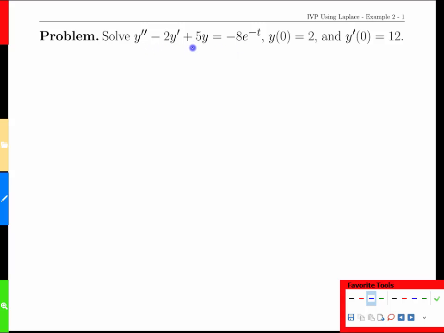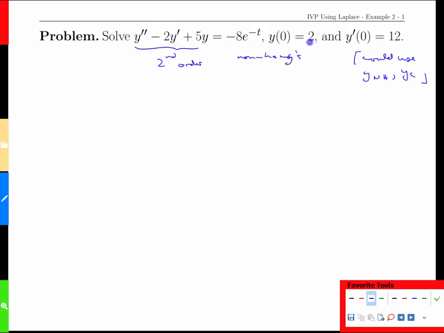In this example, we're asked to solve a second order differential equation, and it is non-homogeneous. So again, thinking of other techniques, we could use the y homogeneous and the y particular non-homogeneous part to solve this particular problem. We're going to solve it with Laplace just to show that the two methods are completely equivalent at this point.